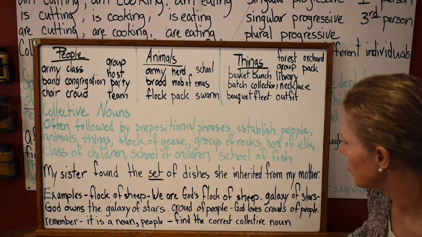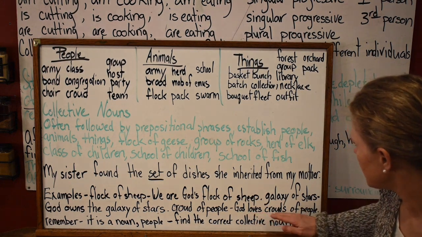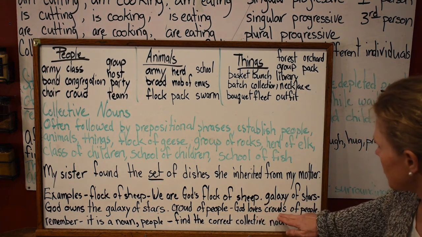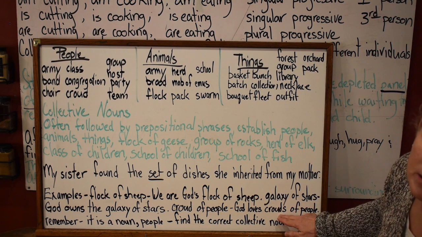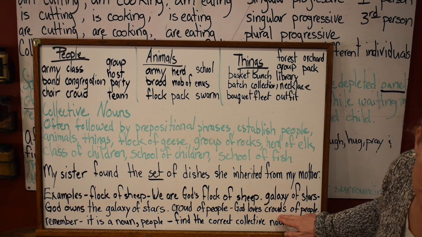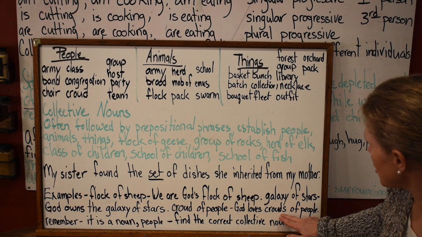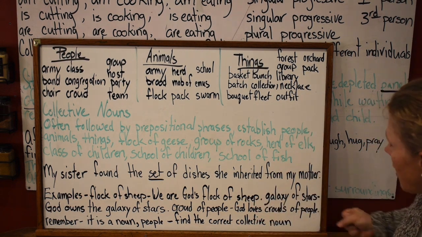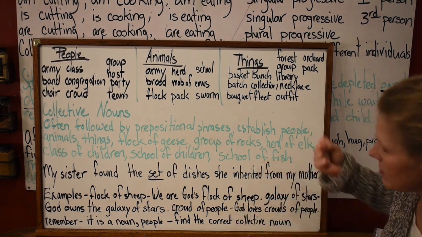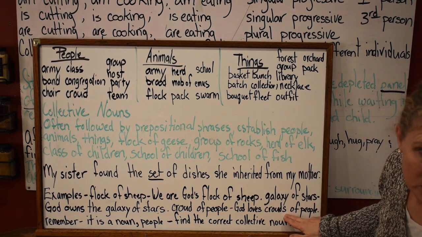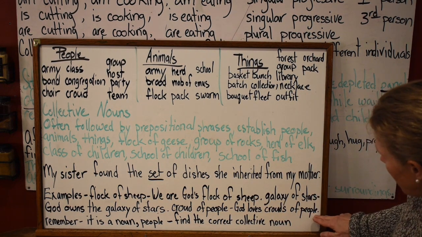Look, a crowd of people. God loves crowds of people. This one right here is sitting in what noun position? Direct object. So this is your direct object position. What's receiving the love? God's love. Who's receiving God's love? The crowds of people are receiving God's love.